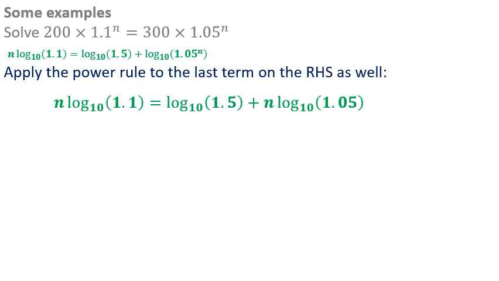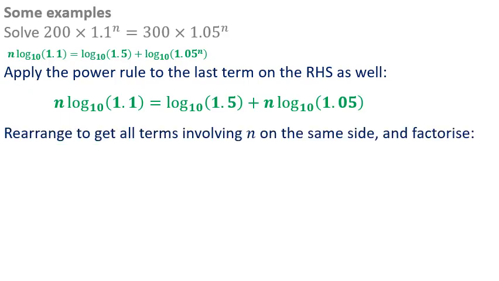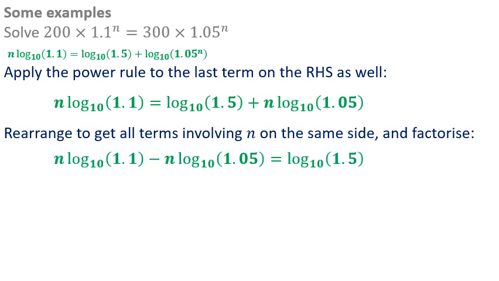Log base 10 of 1.1 is a messy number, and you could make it look messier by writing it as a decimal, for instance, but it's just a number for all that. There's nothing unknown about it. The n is the thing we don't know, and so I'm going to try to rearrange this so that n appears on its own on one side of the equation. To do that, I'm going to subtract n log 1.05 from both sides.